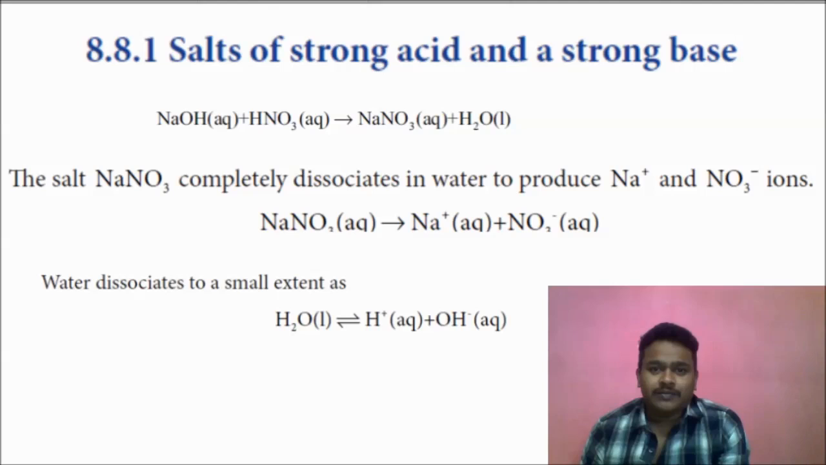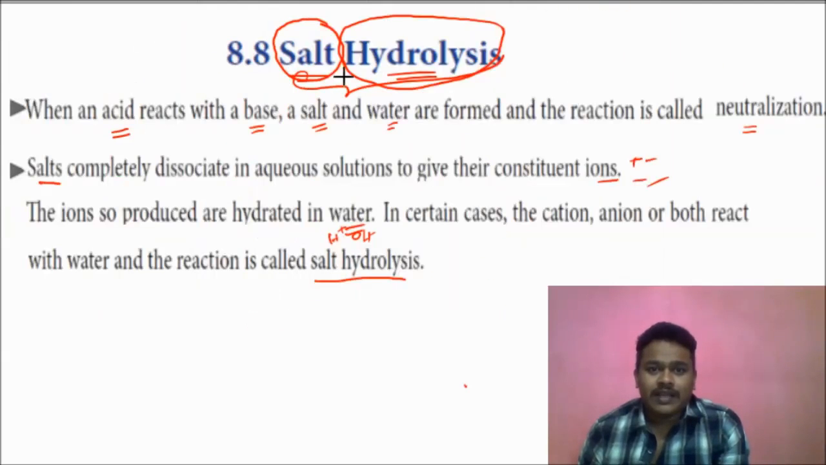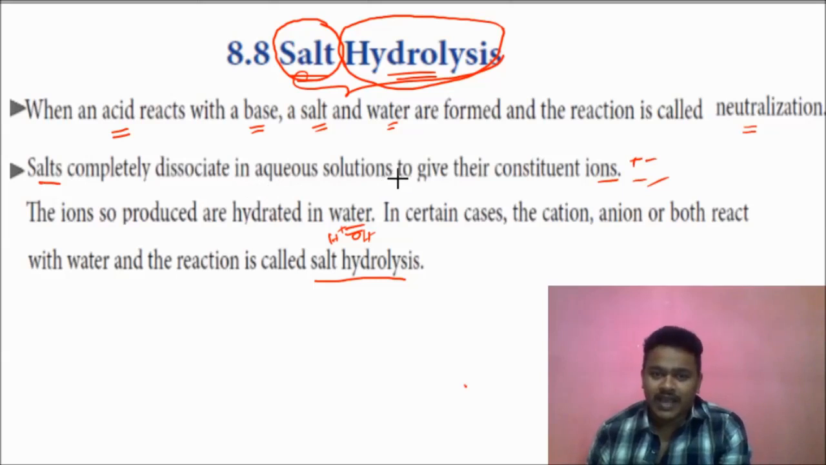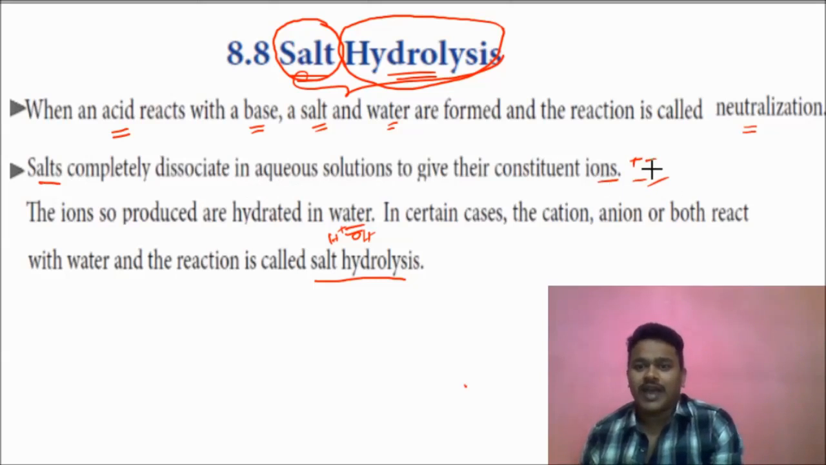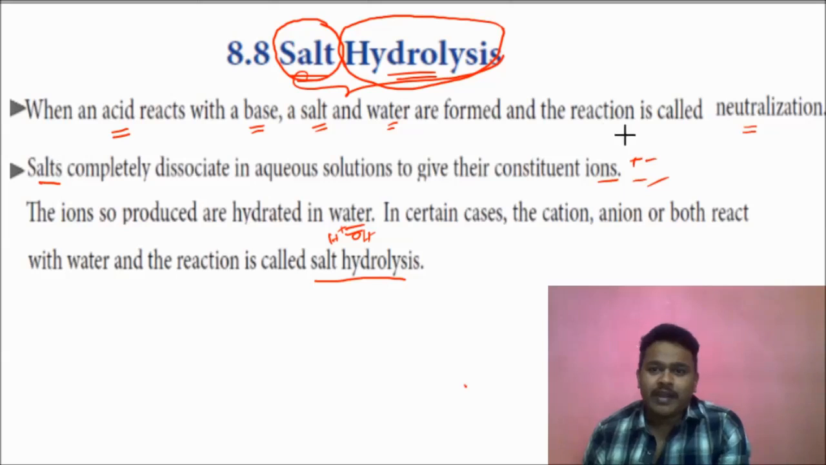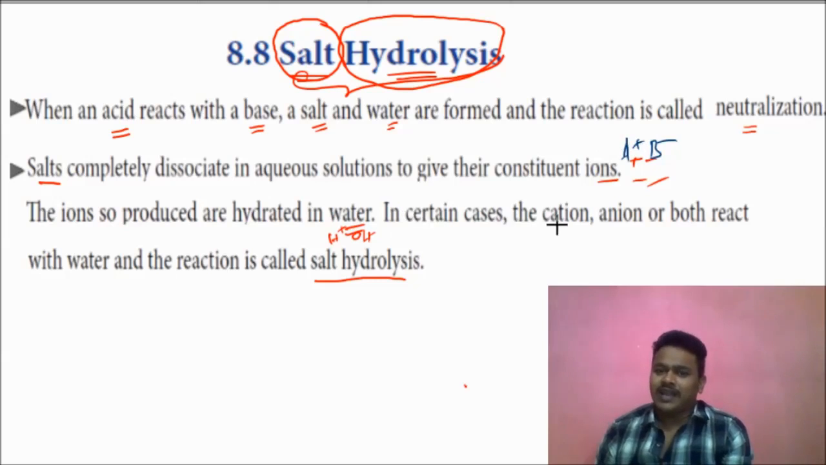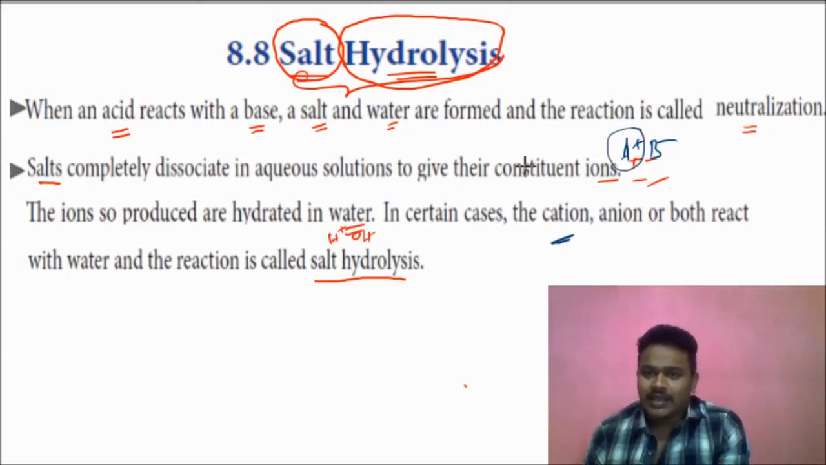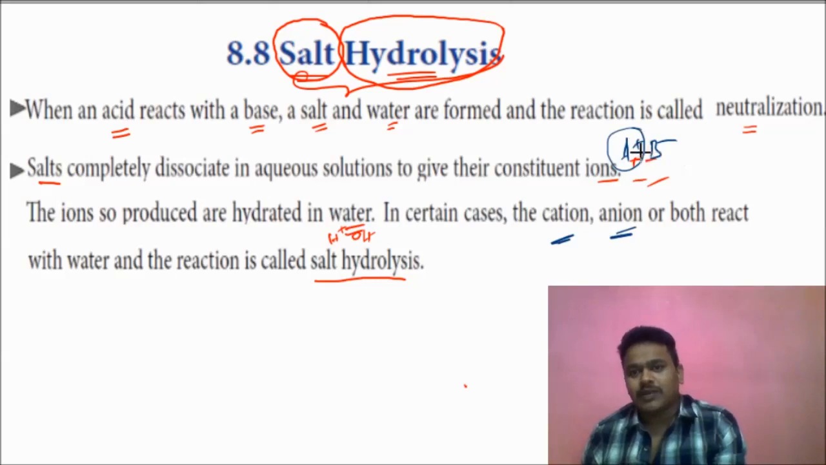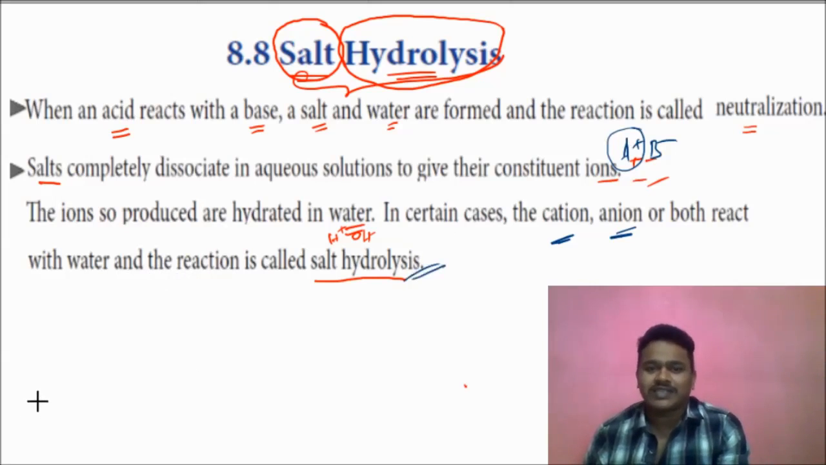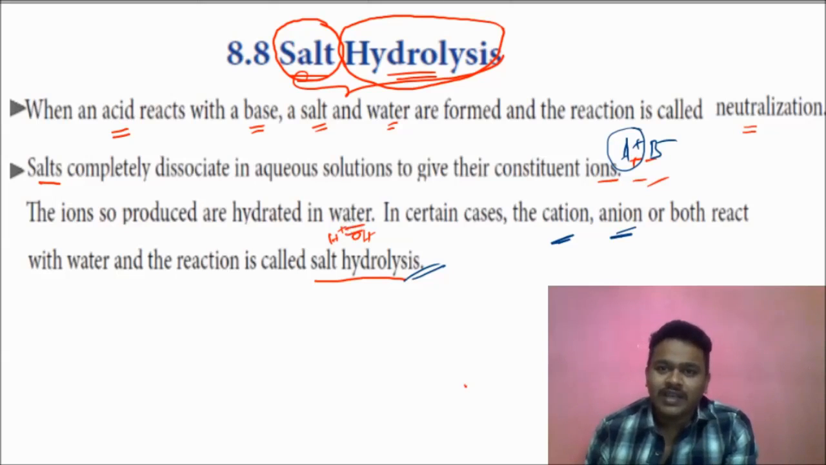And next one, see here, salt hydrolysis. Salt completely dissociates in aqueous solution, means water, to give its constituent ions. Taking salt AB, it will give A plus and B minus. The ions so produced, A plus and B minus, are hydrated in water. They are going to combine with the water. In certain cases, the cation A plus, or the anion B minus, or both react with the water, and this reaction is called salt hydrolysis. That's what I have discussed till now. That's what I explained till now with what example?